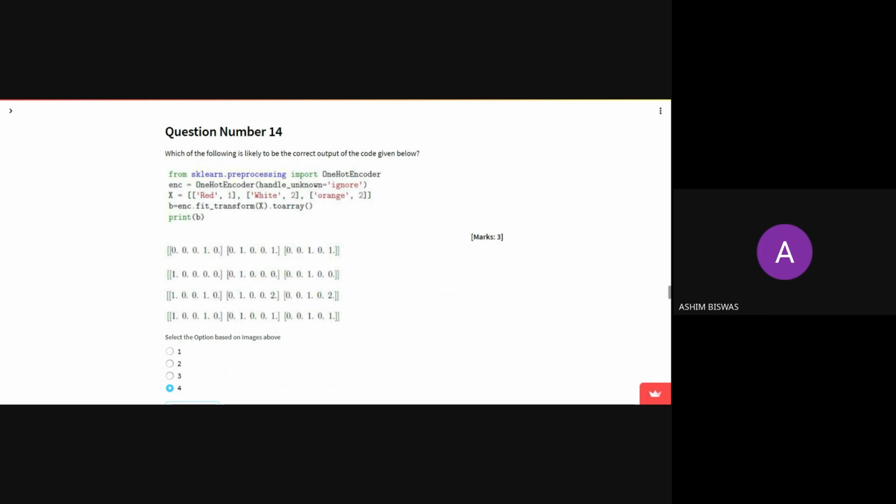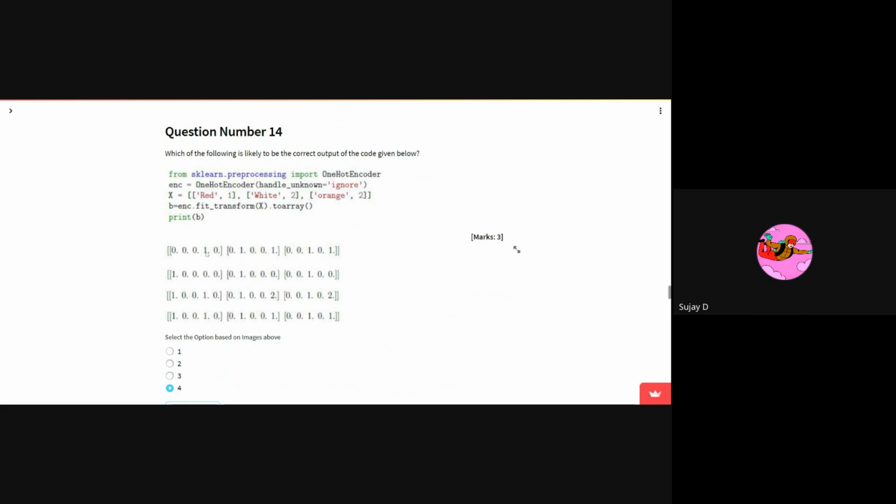Because there should not be any same number. Suppose it is 1, 2, and 3, then it will create 3 categories, which is 1, 2, and 3. That is what he is asking: what changes whenever I make it 3? You cannot get the third option because 2 is written there and we are doing one hot encoder.